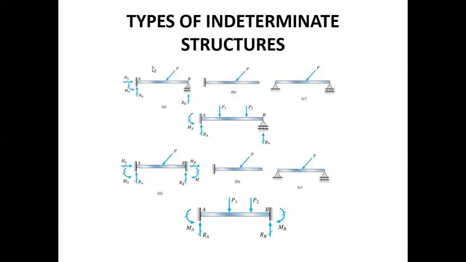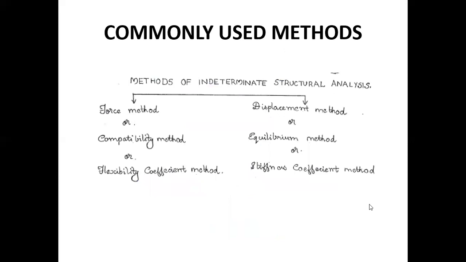So we have seen the ways we can convert an indeterminate structure to a determinate structure, and this approach will be used in the various methods for the analysis. Because first we will convert the indeterminate structure to a determinate structure, and then we will analyze the same. Now, what are the basic commonly used methods for the analysis?